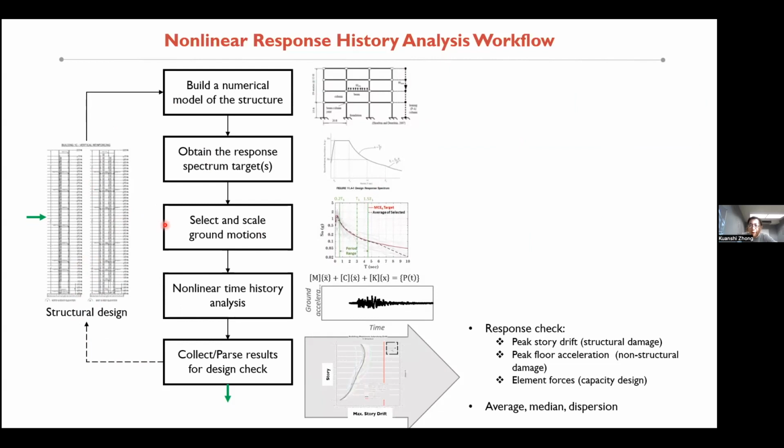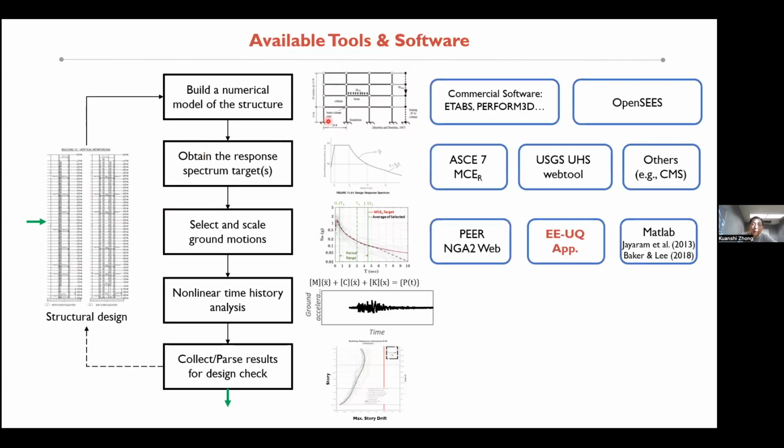You will see there are a lot of steps, and many different software tools are involved. For instance, you design the structure and have the drawings in AutoCAD, and then you build the model in different software, for instance ETABS, Perform 3D, or some academic software called OpenSees. Then you will perhaps use different websites and APIs to get the target response spectra, such as the ASCE 7 standard, or you can go to USGS to get uniform hazard spectra, or you can use MATLAB codes published by different researchers to calculate different targets, like the conditional spectra series.